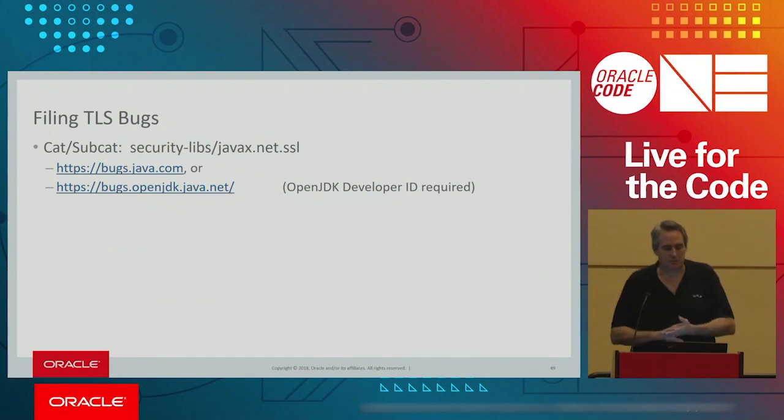For finding TLS bugs, if you find anything, there's two ways you can do it. Both of them require logging into either bugs.java.com, which is for most people, or if you have an OpenJDK developer ID, then you can go through and log into bugs.openjdk.java.net.